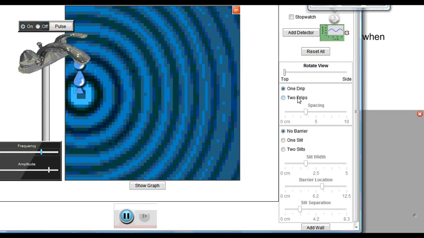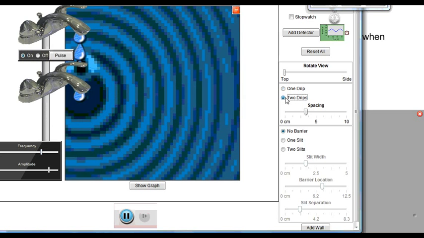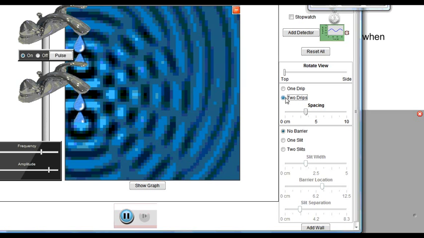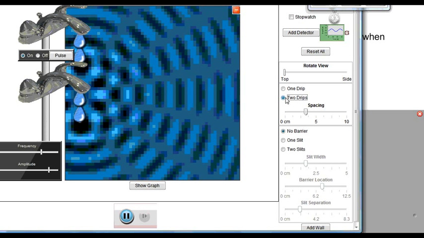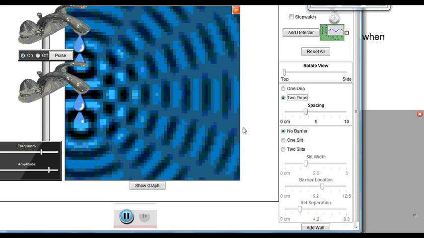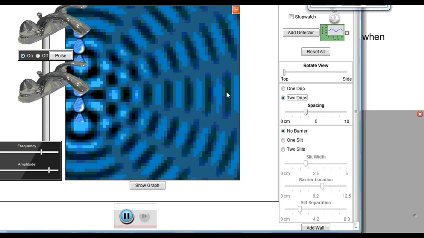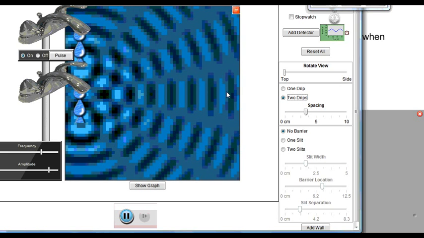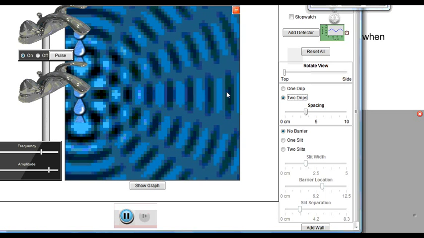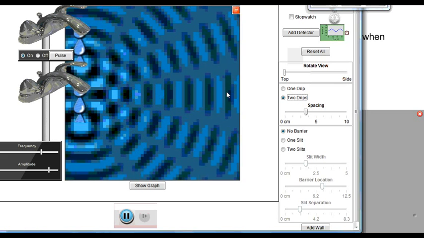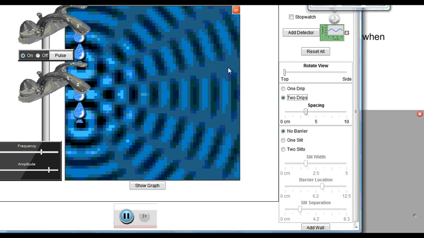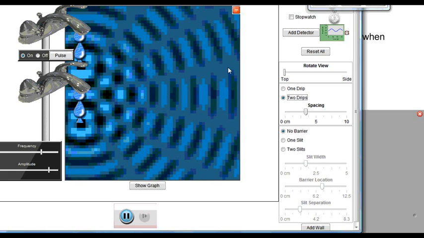What I can do, though, is have two drips going at the same time. If I have two drips going at the same time and I let them run for a minute, you can see something kind of neat. Look at over on this side of the screen what you're seeing. If I just keep my mouse right there and watch how it changes over time, it goes bright, dark, bright, dark, bright, dark, just like you'd expect. But if I go up a little further, that spot never changes. It's always just this dull gray.